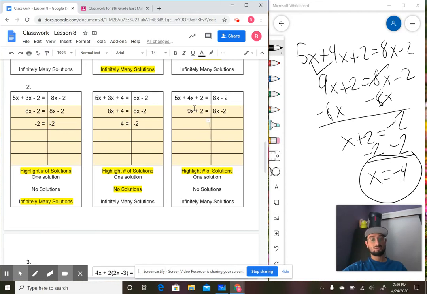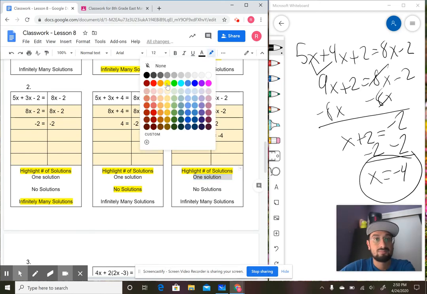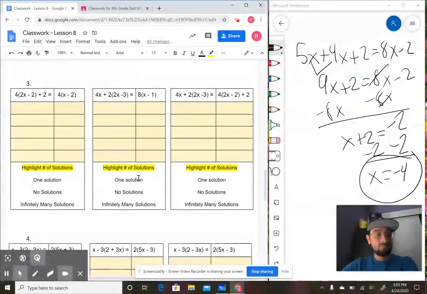Subtract the x on both sides, x plus 2. I don't put 1x because an x by itself already means 1x. I don't need to put that. So x equals negative 4, which is a one solution answer since you're able to solve for the variable. Okay, guys, let's clear the canvas and do the next problems.